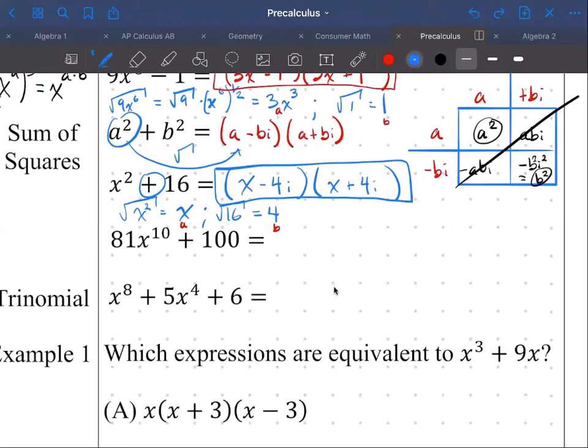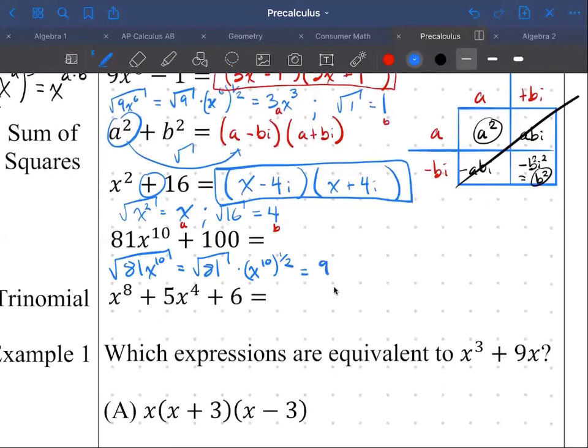So we need to find the square root of 81 x to the power of 10, which is the equivalent of asking the square root of 81 times x to the power of 10 to the power of 1/2. Square root of 81, Leo, you got this. I don't really know. What times itself is 81? It's less than 10. Square root of 81. Yep. 9. Yeah, there it is.